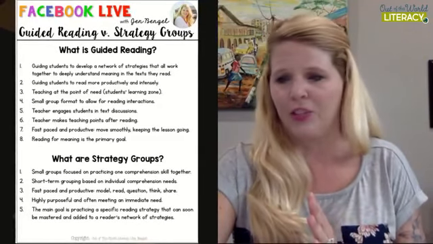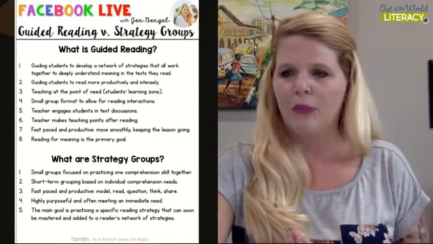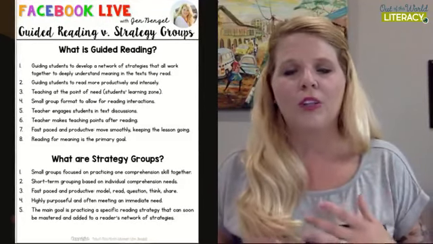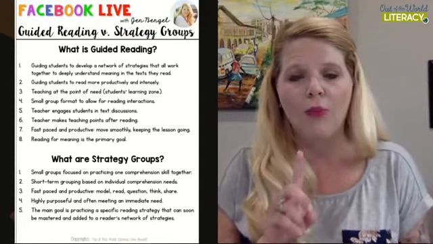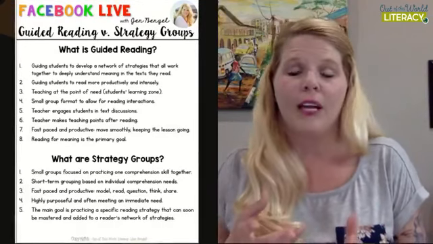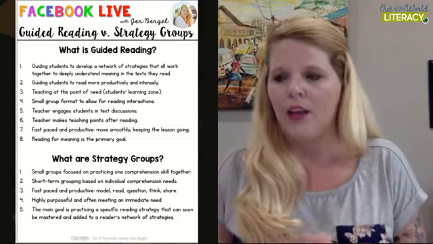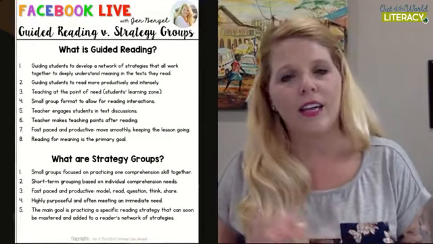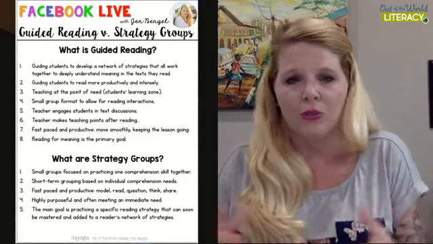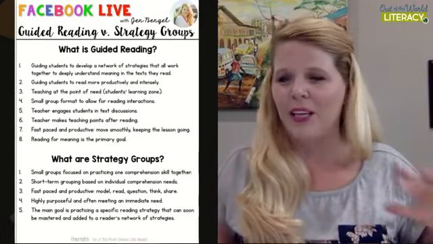Now let's look at strategy grouping. Strategy grouping has a lot of overlap, but there are some things that are a little bit different. And my next slide I'll show you, you'll really get to see that. But in a strategy group, small groups are focused on practicing almost always one comprehension skill, one strategy as a reader. And it might not be comprehension, it might be a fluency strategy or a vocabulary strategy. It's short-term grouping based on their individual need. So whatever their fluency need is or their comprehension need, that group usually all has that same type of need and they get together. Again, like guided reading, it's fast-paced, it's productive.